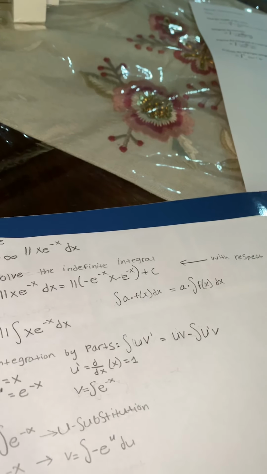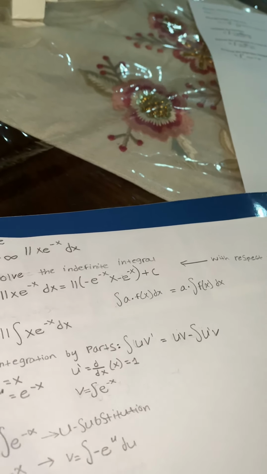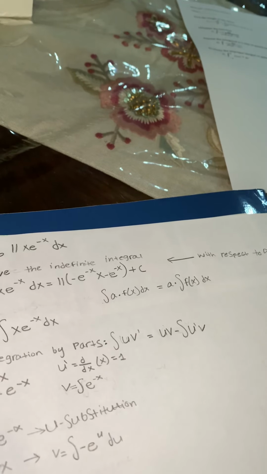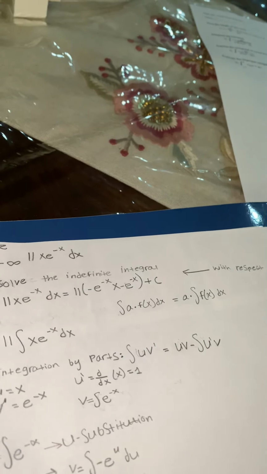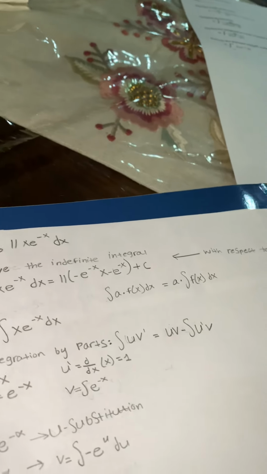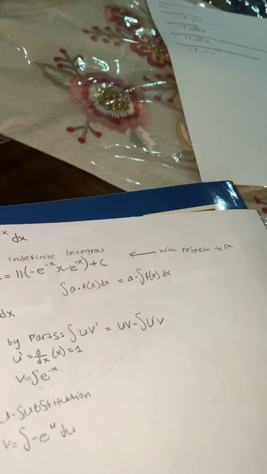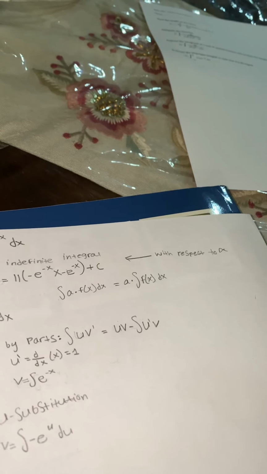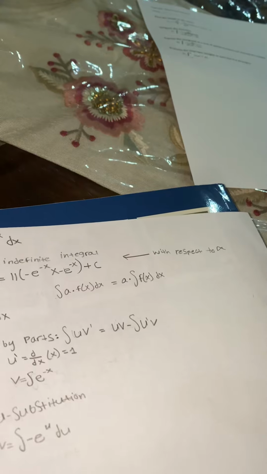So the first thing we're going to do is solve for the indefinite integral. The indefinite integral is anything with respect to x. In other words, the integral of f of x is an indefinite integral. In our case, it's the integral of 11x times e to the negative x dx, which equals 11 times negative e to the power of negative x minus e, plus c.